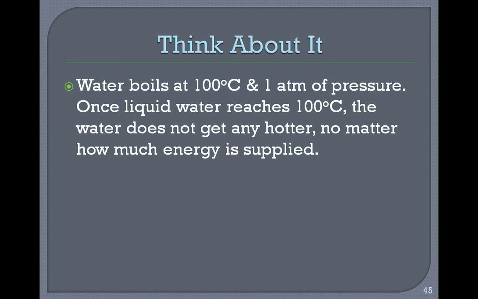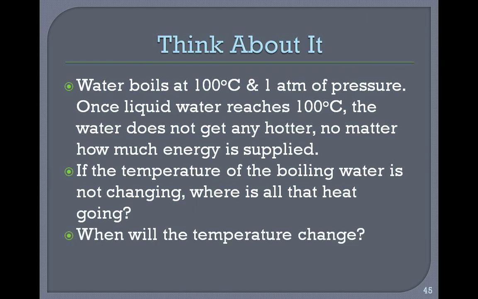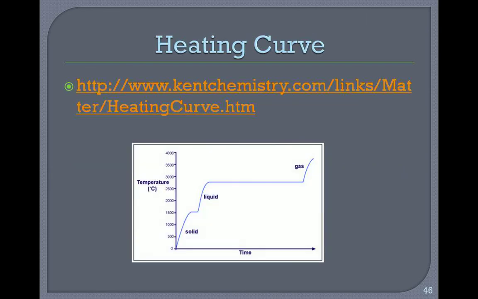So water boils at 100 degrees Celsius and 1 atmosphere pressure. Once liquid water reaches 100 degrees Celsius, the water does not get any hotter no matter how much energy is supplied. If the temperature of the boiling water is not changing, where is all that heat going? And when will the temperature change? Well, the temperature will change.